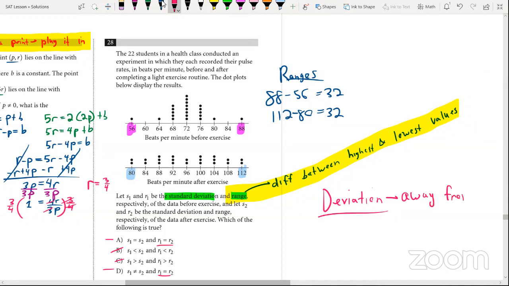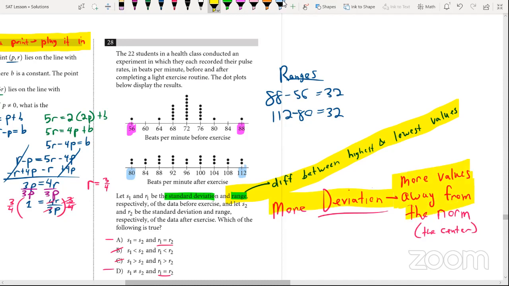So what's a deviant in society? Someone who's really, really not normal, very far away from the norm. And when we're talking about the norm and averages, we're talking about the center, the average, right? So more deviation means we have more values that are away from the norm. So more deviation means more values that are away from the center of everything.